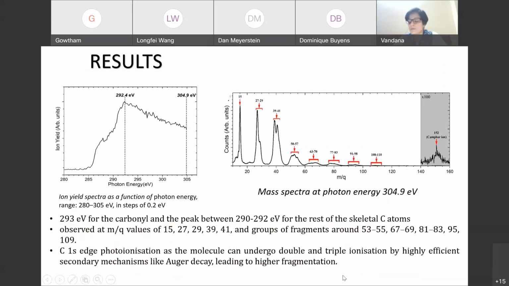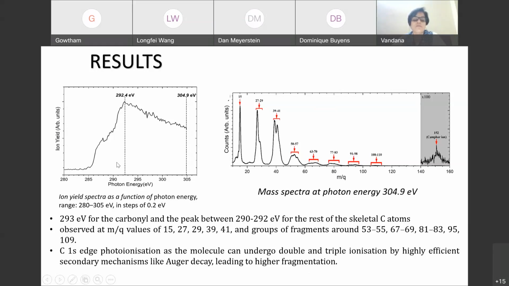So when we ionize, our camphor goes inside, and then we look at how it interacts with the X-ray, and we can vary the X-ray photon energy. Let's say we are moving from 280 to 305 electron volt, and we are varying those energies in steps of 0.2 electron volt. So the spectrum you see on the left-hand side is the ion yield spectrum.